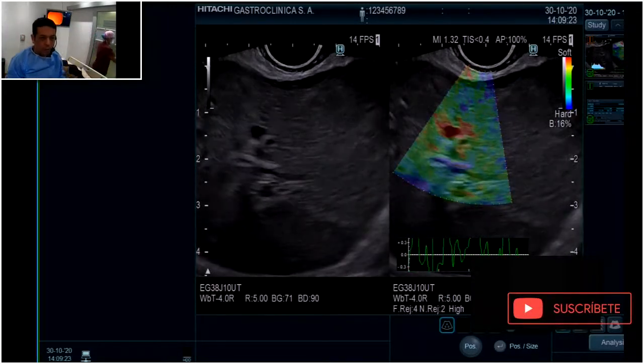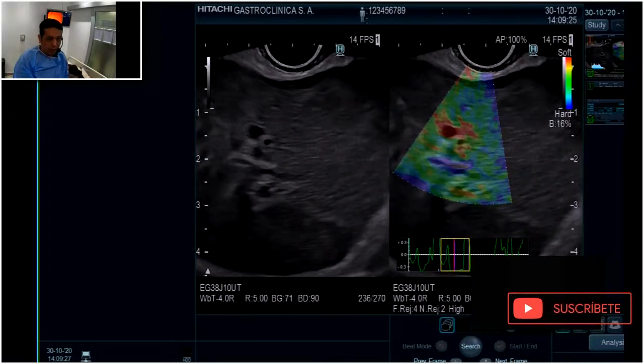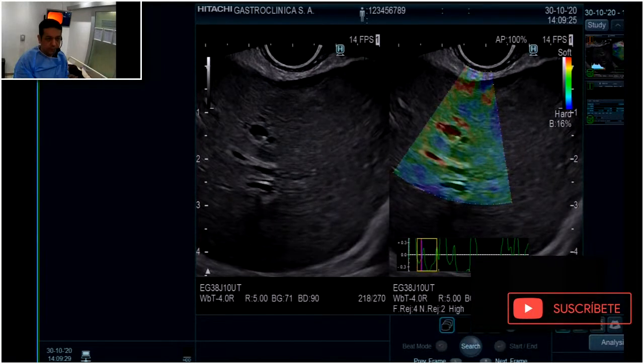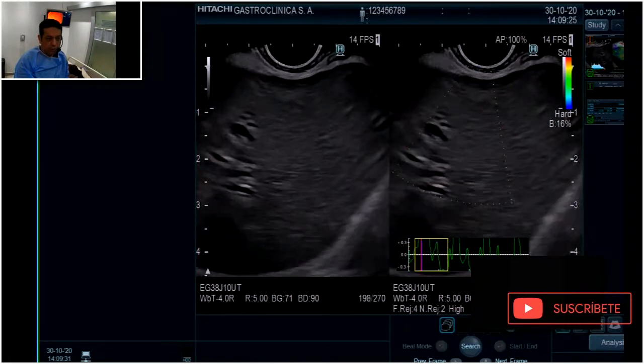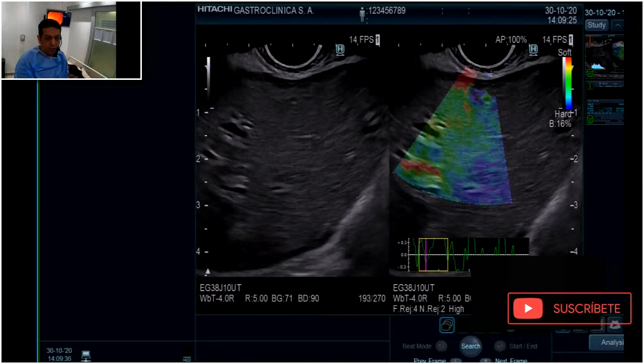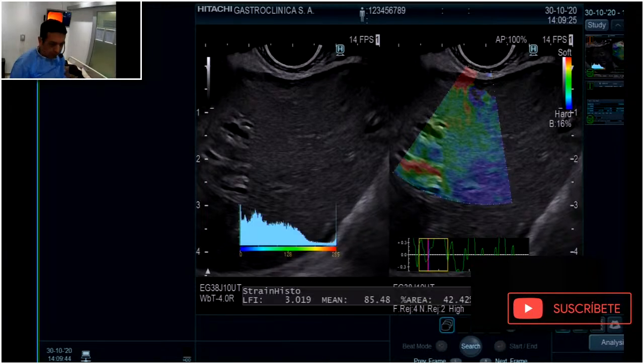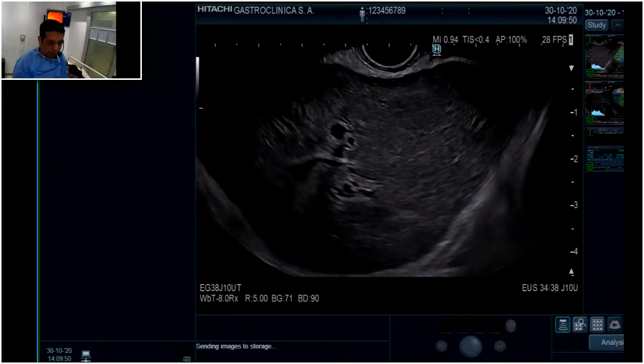So now I would like to compare with Shear-Wave technology. You need to remember that this strain histogram or strain ratio or elastography until now just measures the gray scale. So the mean is 85, so it's a hard tissue. So we have two measures showing that.